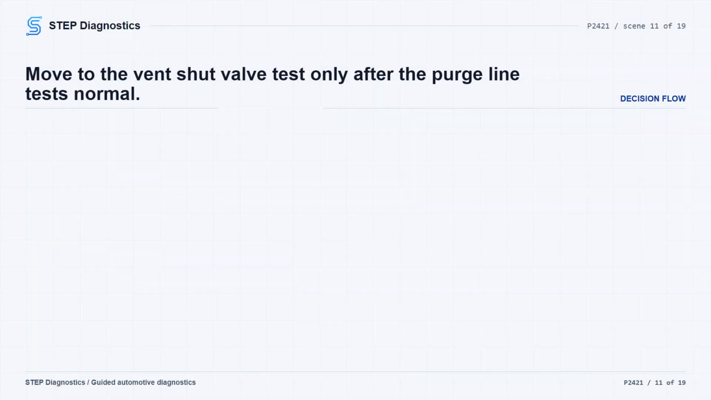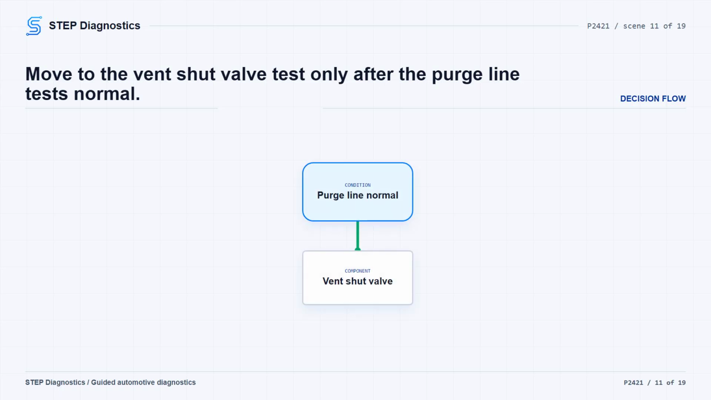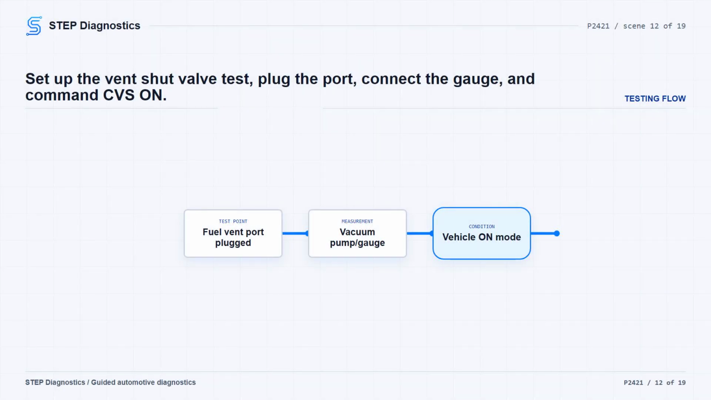Move to the EVAP canister vent shut valve only after the EVAP canister purge line tests normal. Disconnect the fuel vent tube from the EVAP canister and plug the port. Then disconnect the vacuum hose or purge line from the EVAP canister purge valve in the engine compartment and connect the vacuum pump and gauge 0-30 inHg to that hose. Turn the vehicle to the on mode and command HDS CVS on.